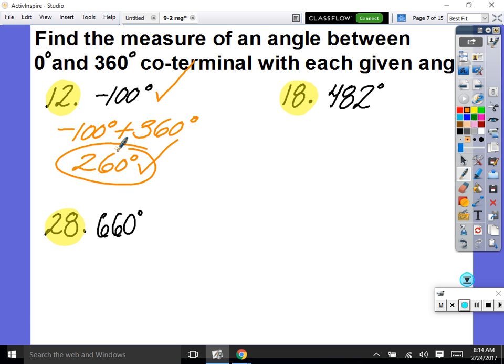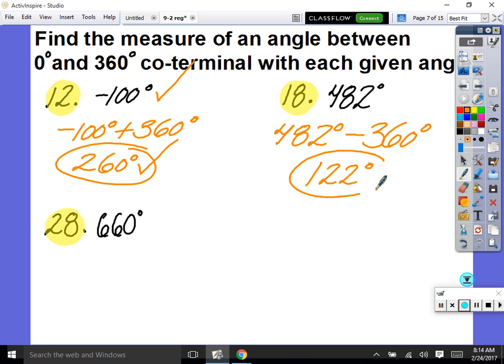So on 18 it says, find the measure of the angle coterminal with 482. So let's do that. We would take 482. We want it to be between 0 and 360. So in this one, we're going to subtract 360 to get a little bit smaller of an angle and an angle on this interval. So we get 122 degrees. So that's the angle between 0 and 360 coterminal. They'll fall in the same spot though.